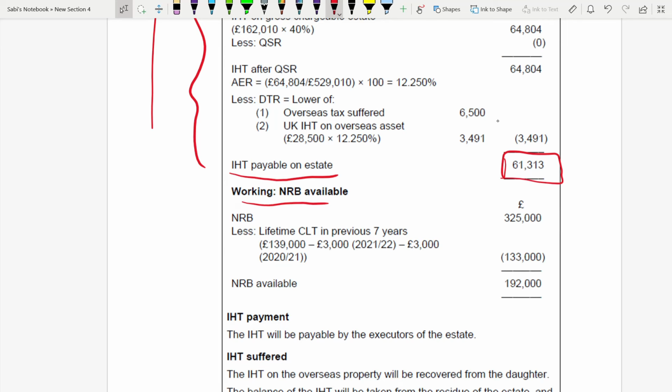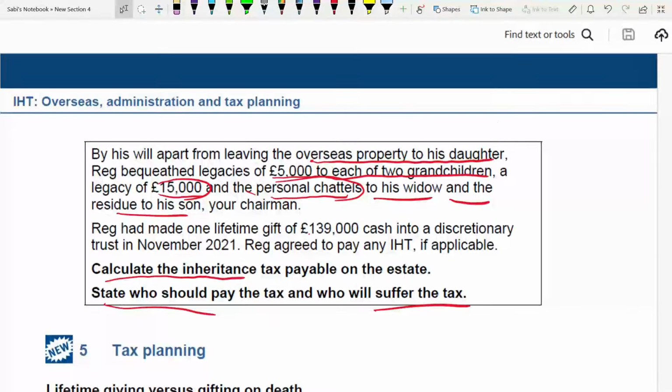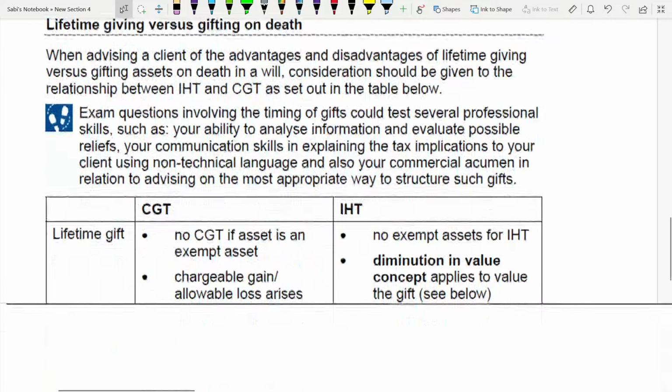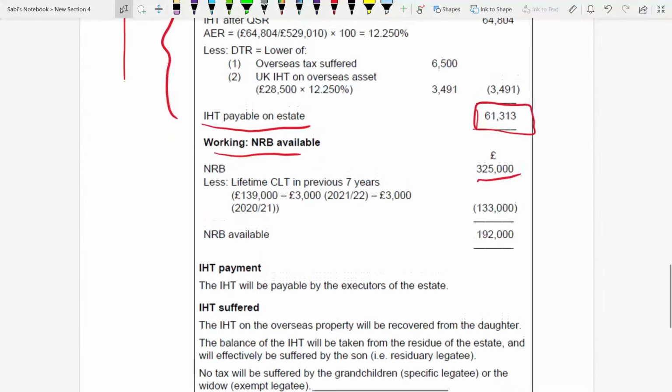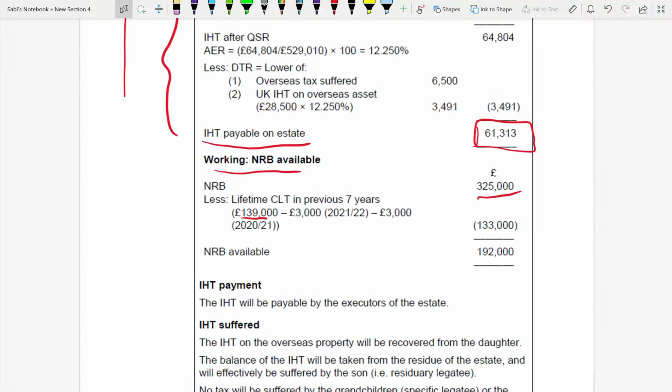So first is 325,000. From here, you made a lifetime gift. You made a lifetime gift of 139,000 to a discretionary trust. It's a CLT, chargeable lifetime transfer. Do not forget to deduct your 3,000 annual exemption. 3,000 current tax year, 3,000 previous tax year. So that will be deducted from 139. You see, that's why from 139 you deduct 3,000 of current year and 3,000 of the previous year annual exemption. Then you get an amount.